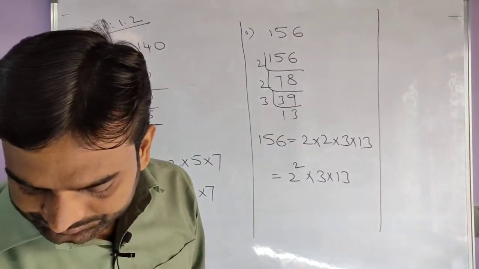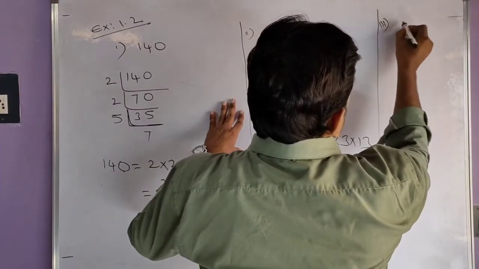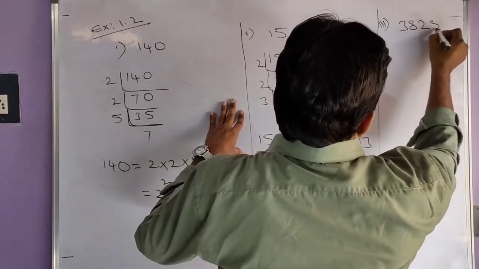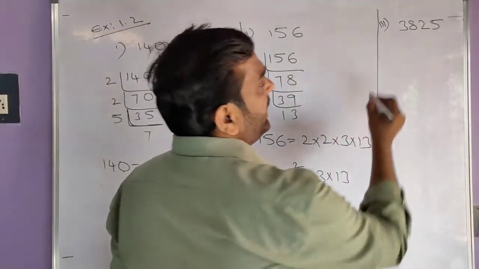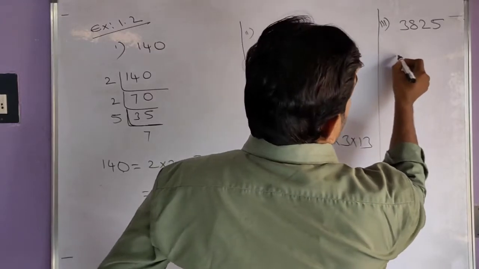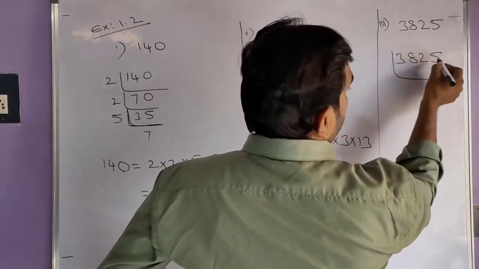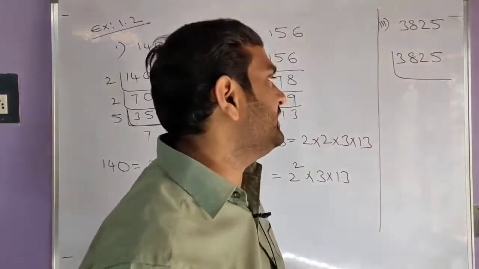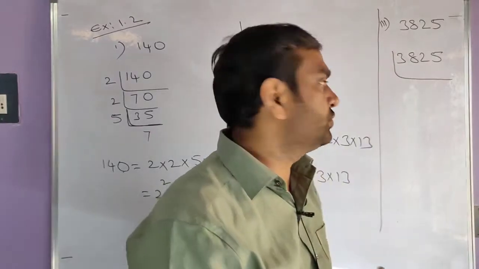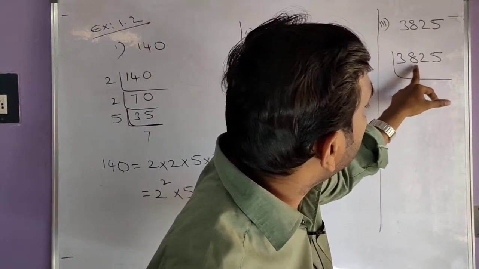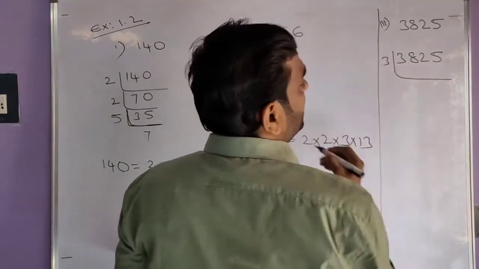Another one, 3825 is given. Find the prime factors of 3825. First, the unit digit is 5, so it's not divisible by 2. Sum of digits: 3 plus 8 is 11, plus 2 is 13, plus 5 is 18. So it's divisible by 3.